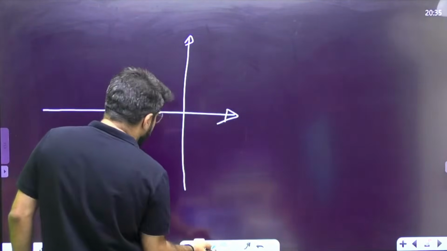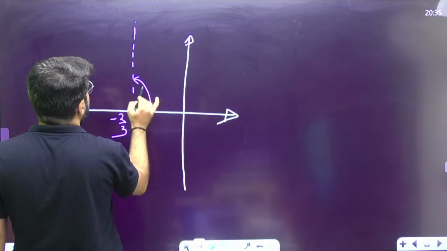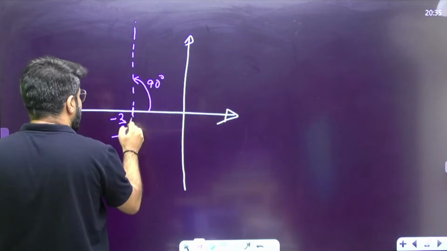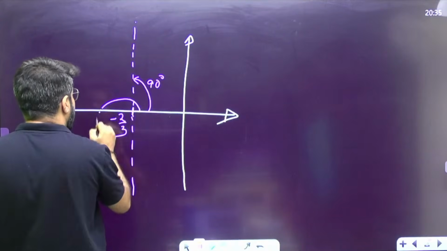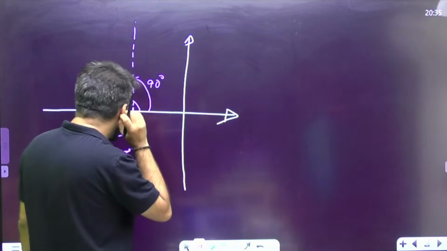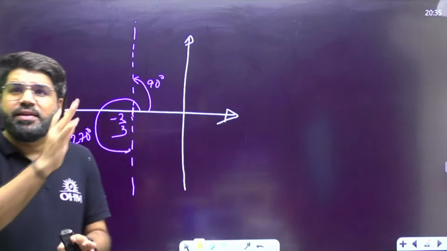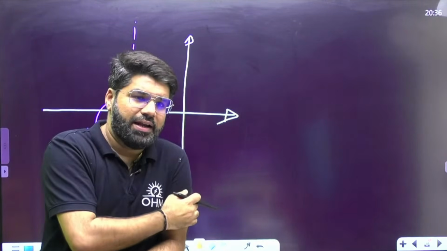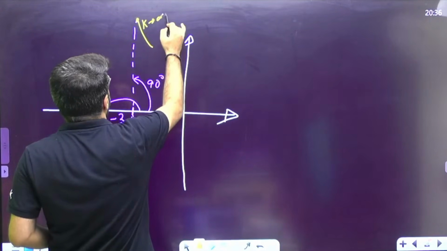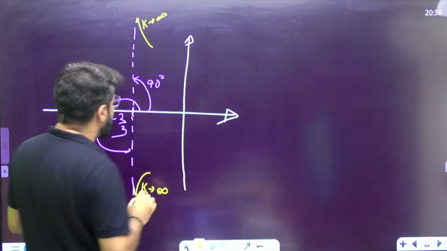From here you will draw two lines, one at 90 degrees and another one at 270 degrees. These asymptotes are where my root locus branches will finally reach, at infinity. So when k tends to infinity, my branch would be coming up here, and there is symmetry, top and bottom always. Root locus is symmetric with respect to the real axis.